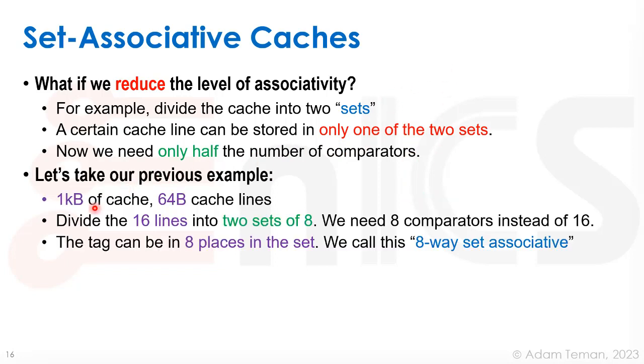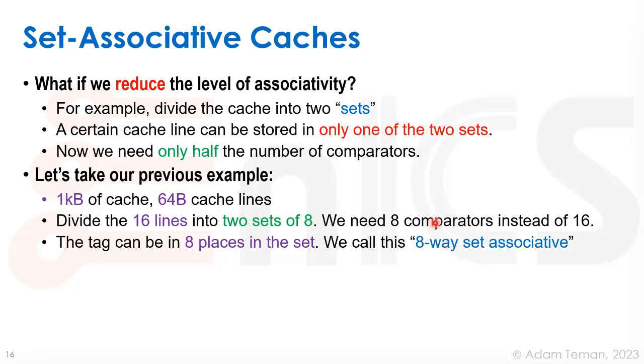So let's take our previous example. We had 1 kilobyte of cache, 64-byte cache lines, and therefore we had 16 cache lines. But we're going to take those 16 lines and divide them into two sets of 8, and therefore we need 8 comparators. Each cache line is either going to be stored in the first set or the second set, and depending on which set the address adheres to, we only need to take all of the 8 lines in that set and compare them with the tag.